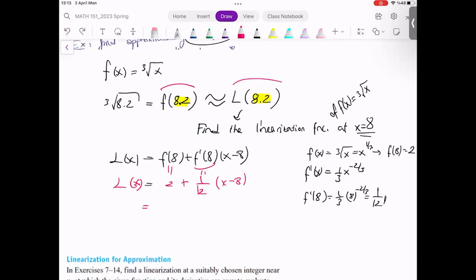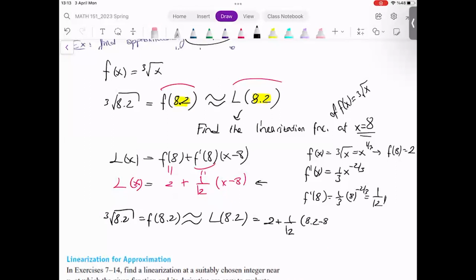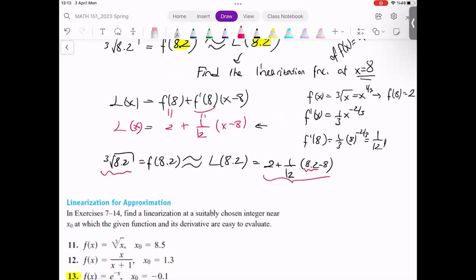And now the approximation part. I want to approximate the cube root of 8.2, which is exactly this value, and it is approximately the same as L of 8.2, computed by using this function. Instead of x, we will just insert 8.2. It goes like 2 plus 1/12 times (8.2 minus 8). You see, instead of computing it from here, which is really strange and impossible to do by hand, you can just insert it here and you can easily do this linear computation, okay?